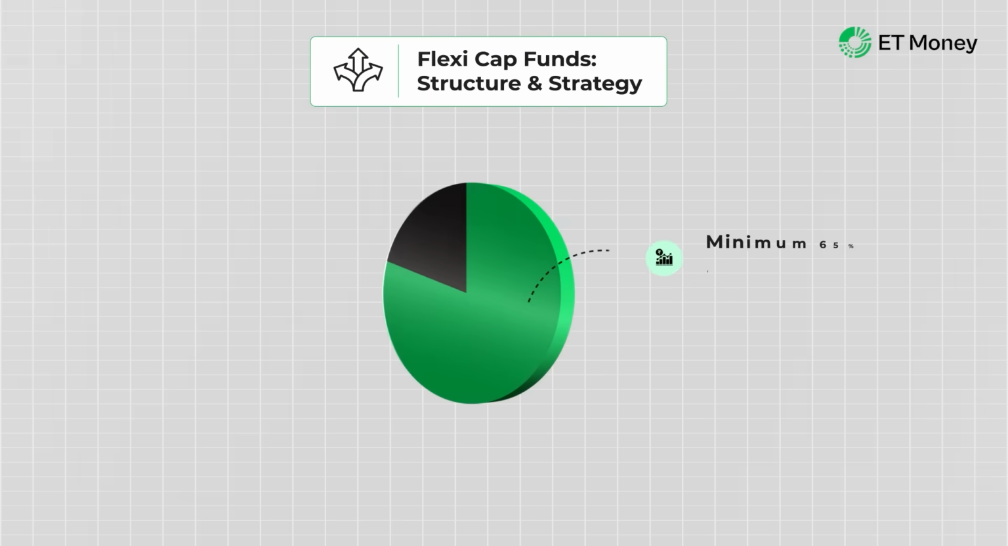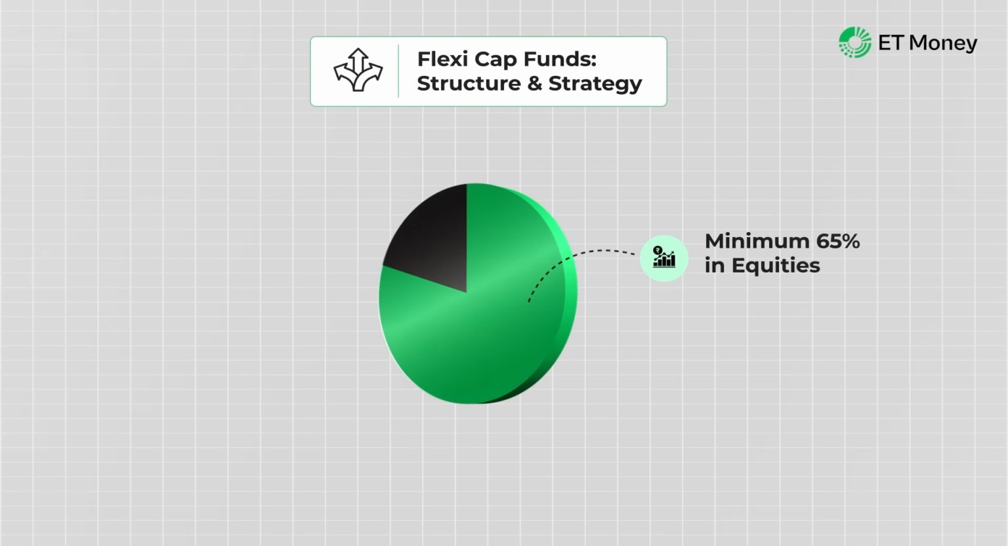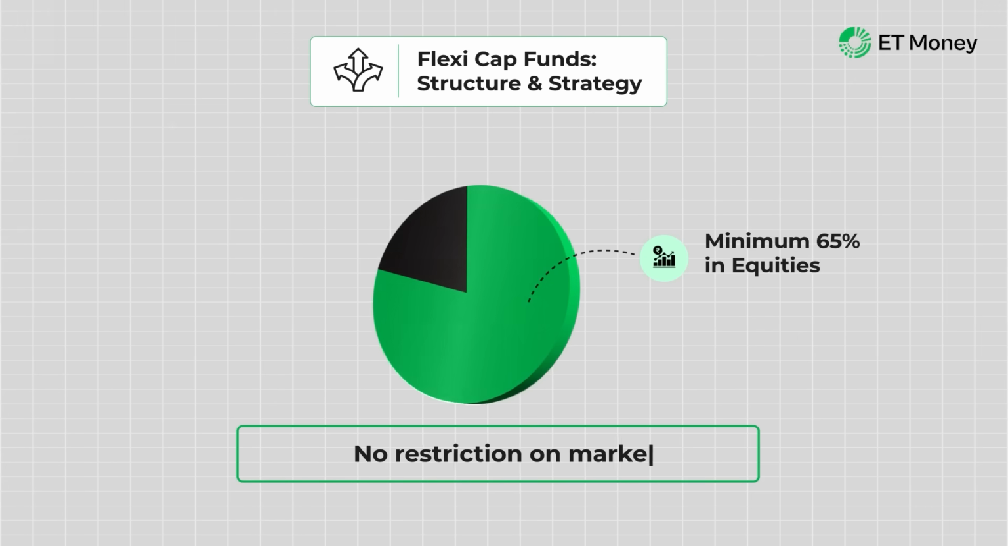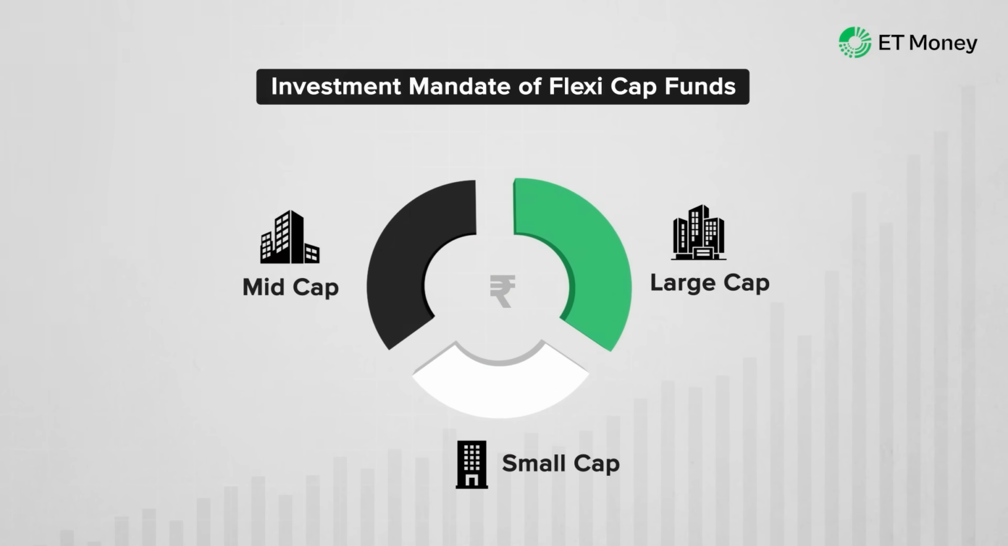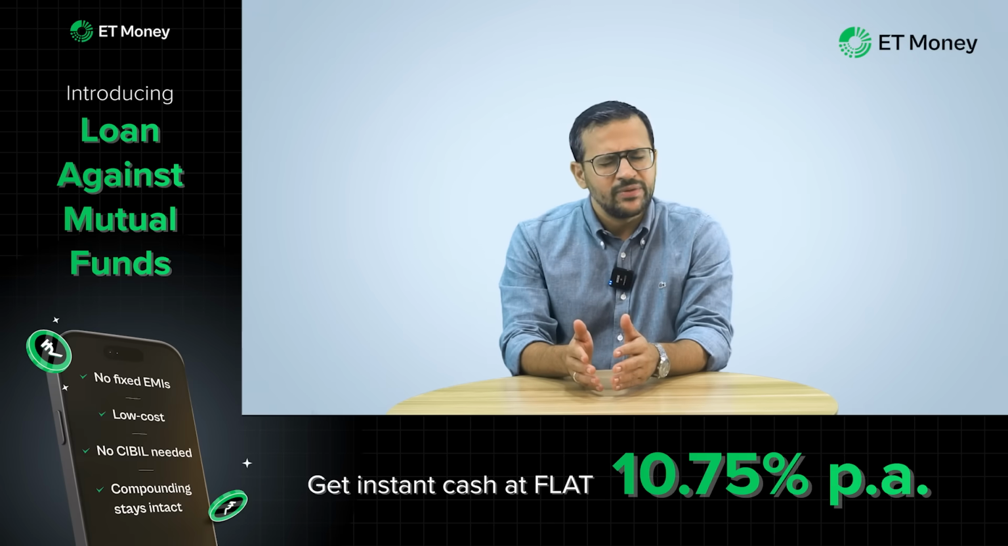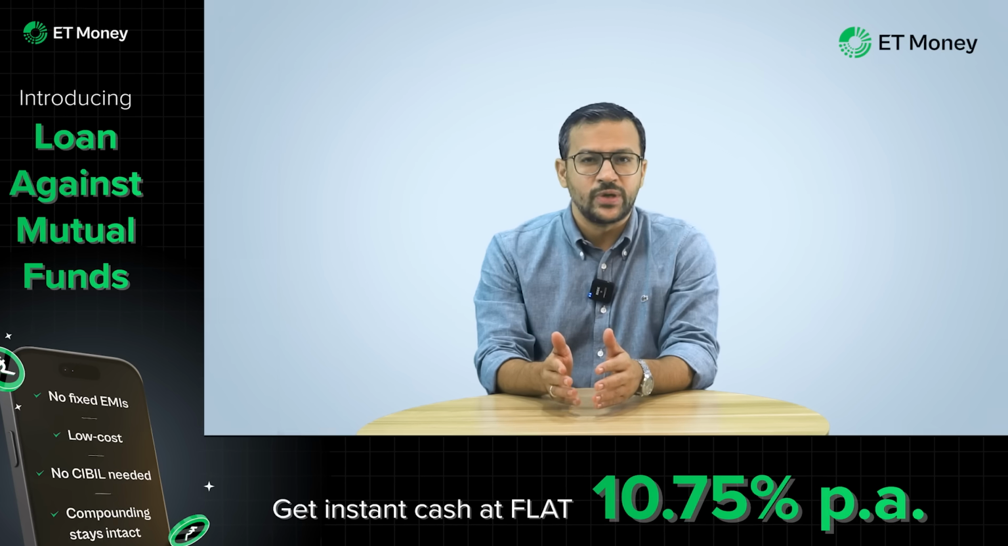As per SEBI regulations, Flexi Cap funds must invest at least 65% of their total assets in equities. But unlike large cap, mid cap, or even multi-cap funds, there are no restrictions on how this equity portion is divided across market capitalizations. In other words, the fund manager has complete flexibility to invest in large cap, mid cap, and small cap stocks in any proportion. Now, this freedom may sound ideal, and in many ways it is. But it's also the very reason Flexi Cap funds can look and behave very differently from one another.